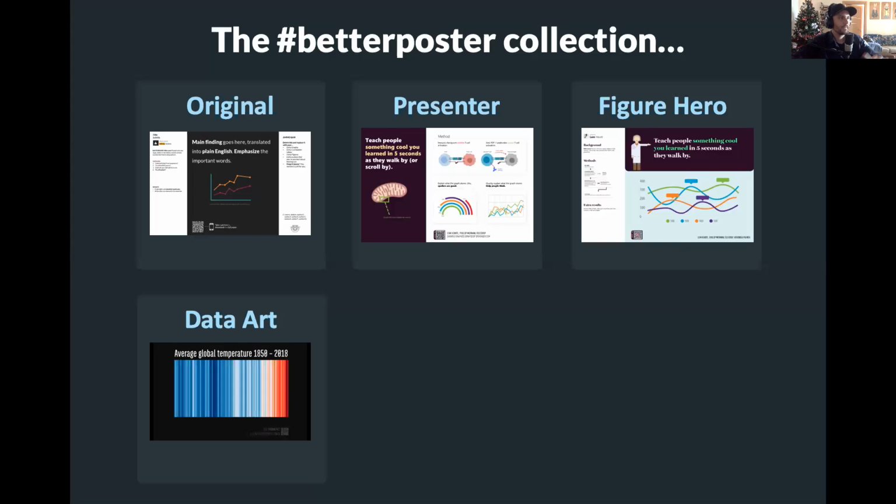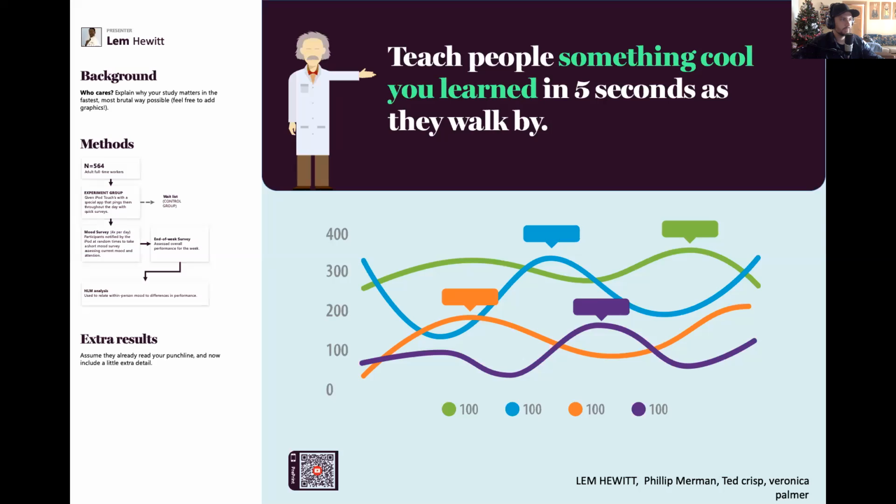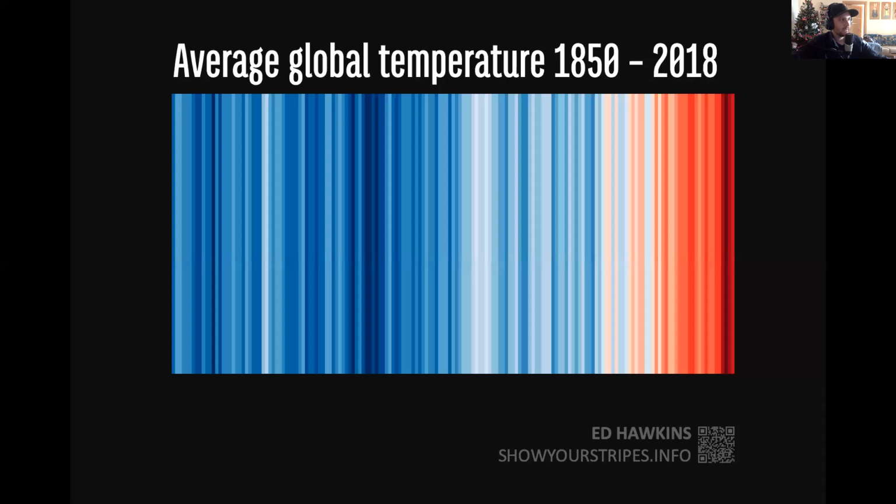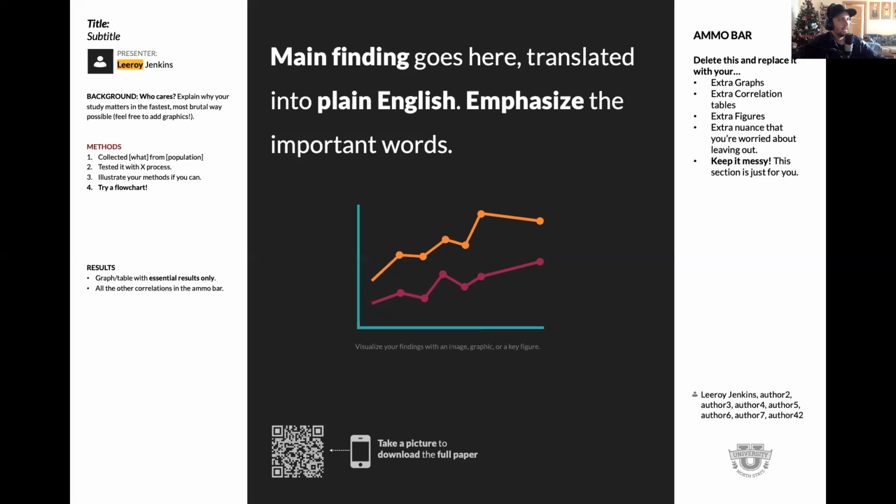But again, let's not use this example or this example or this example, especially not this one. Instead, we're going to use something a little bit more like this, okay? This is just the basic template, and so we have our ammo bar here.